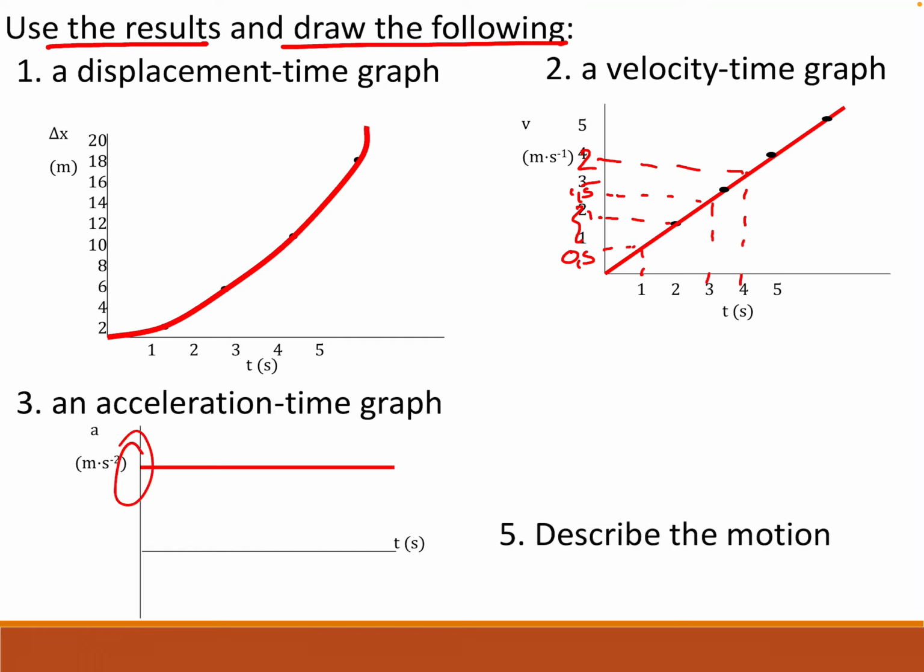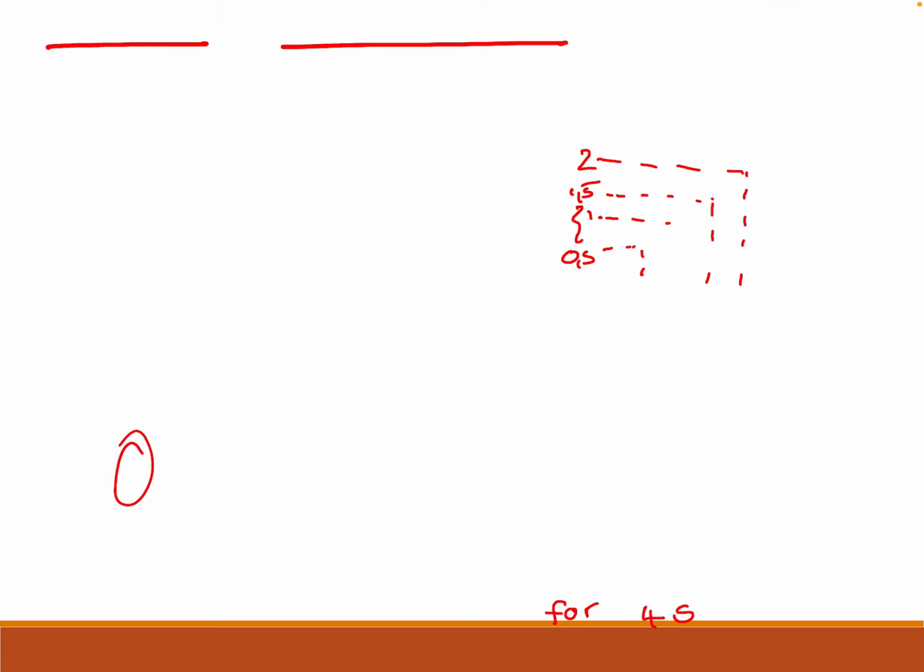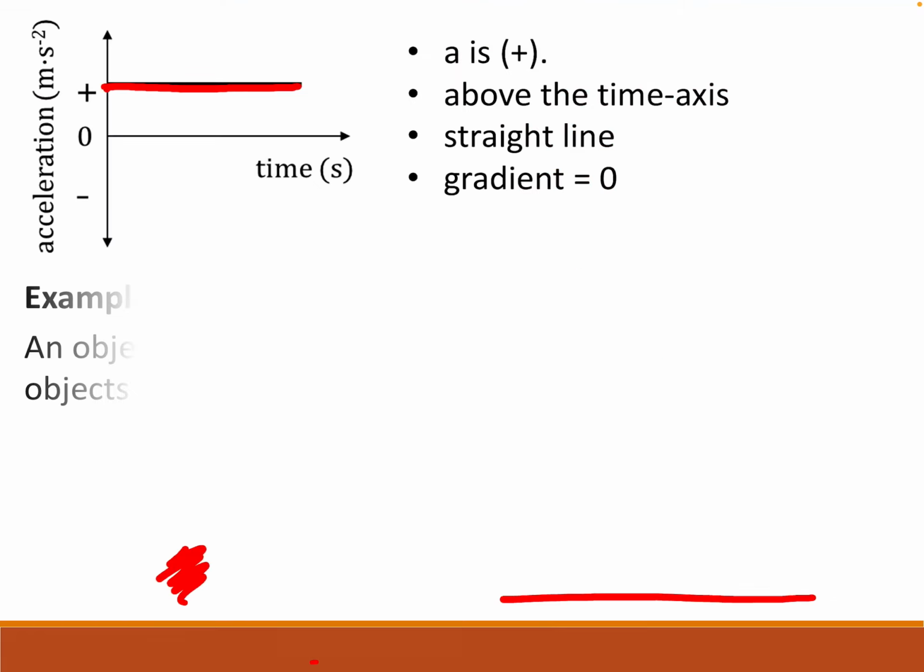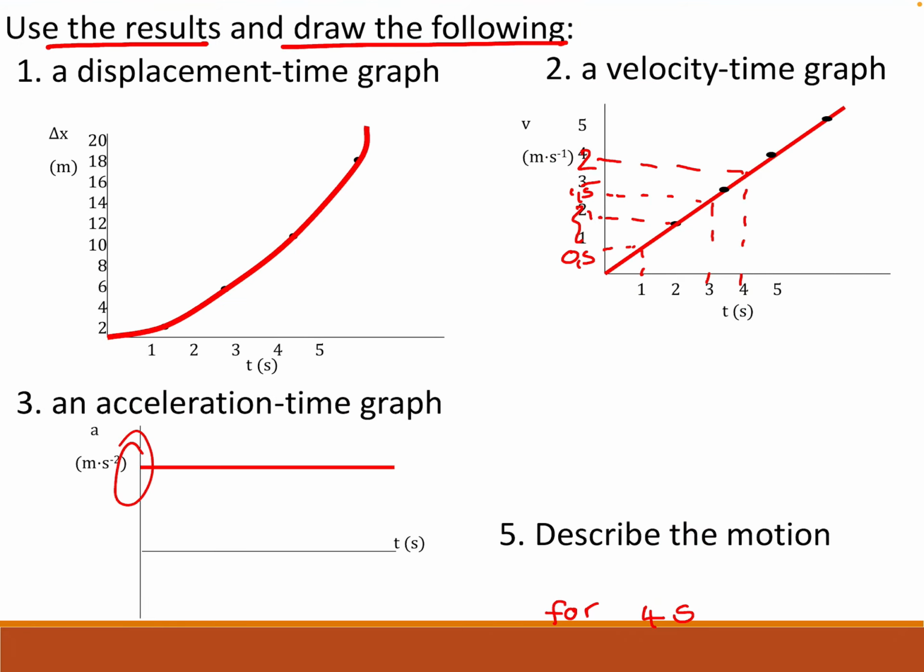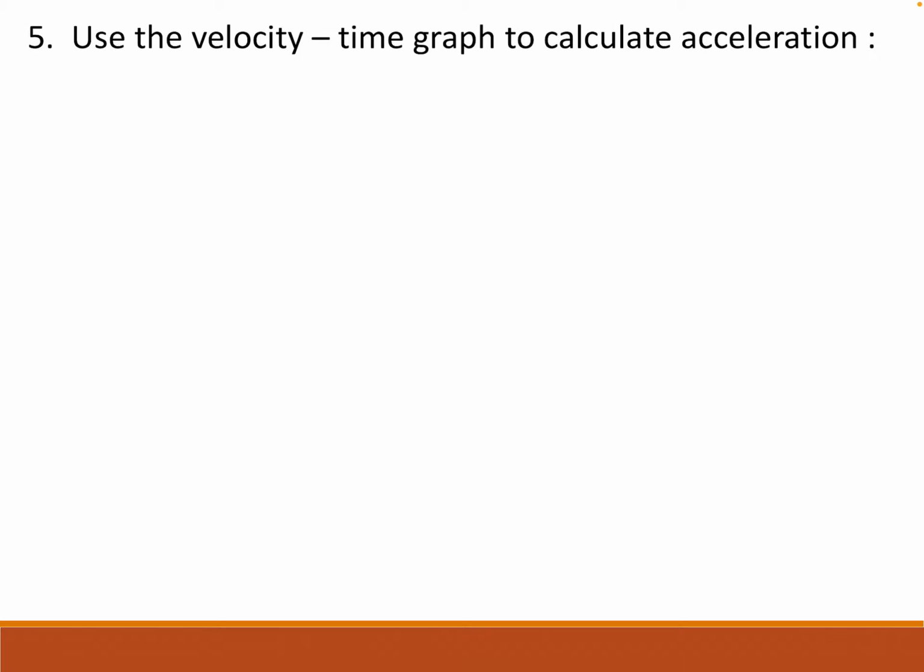They want you to describe the motion. Well, this motion is constant positive acceleration. All right? And it's for 4 seconds. Is that how much it was? Let's just go check quickly. 4 seconds. Let's see. Yep, for 4 seconds, okay? So that's quite straightforward. Now they want us to use the velocity time graph to calculate the acceleration.